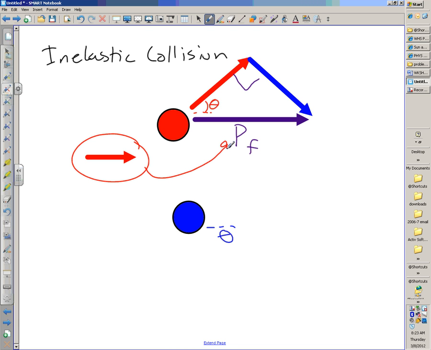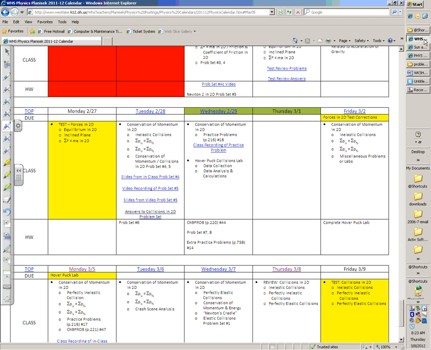Then you'll have a right triangle where you know the hypotenuse, it's the purple line. You'll know one angle, you should know the other angle, and you should then be able to figure out what this component here is and what this component here is. That just so happens to be the final momentum of the red and the final momentum of the blue. Does that sound somewhat familiar? Where can I find problems like this?